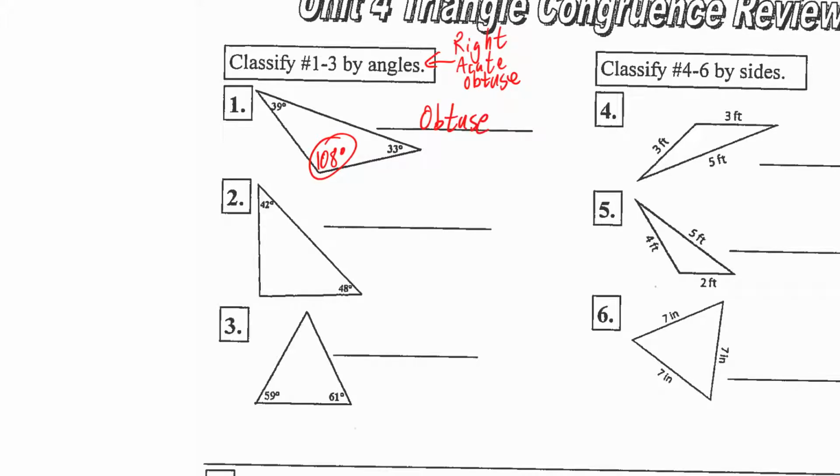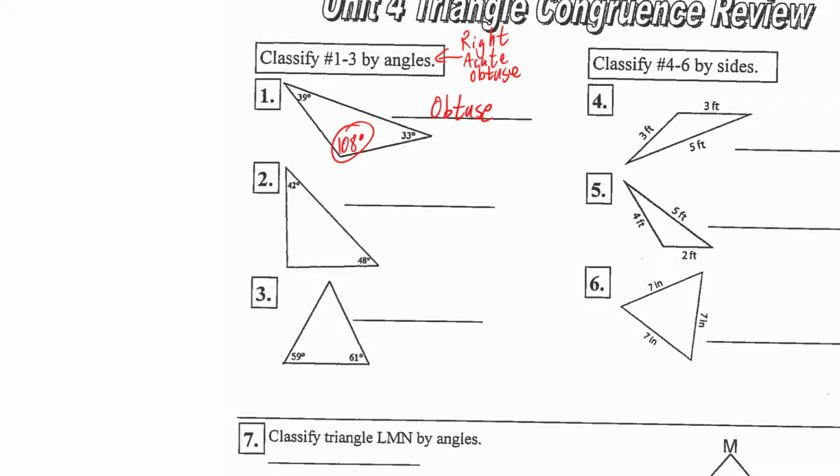Remember, an obtuse triangle only has one obtuse angle. It can only have one. If it had two, it wouldn't be a triangle. Okay, number 2, what is that? Right. Okay, if you do the math, that's a 90-degree angle right there. This is a right triangle. And then on number 3, how big is this angle? 60. And that's an acute triangle because all the angles are less than 90.